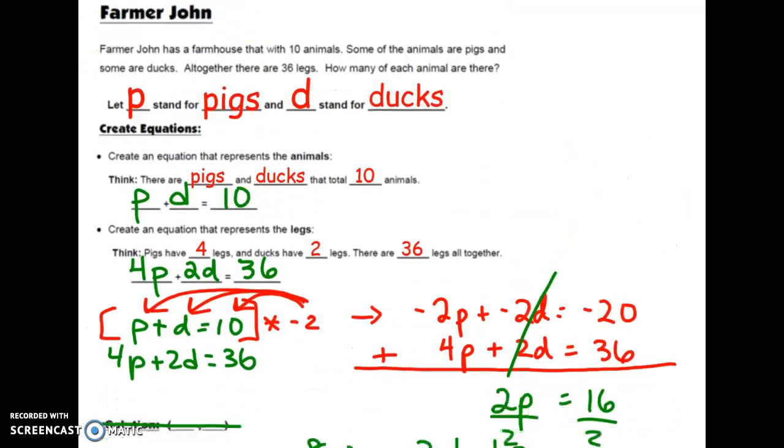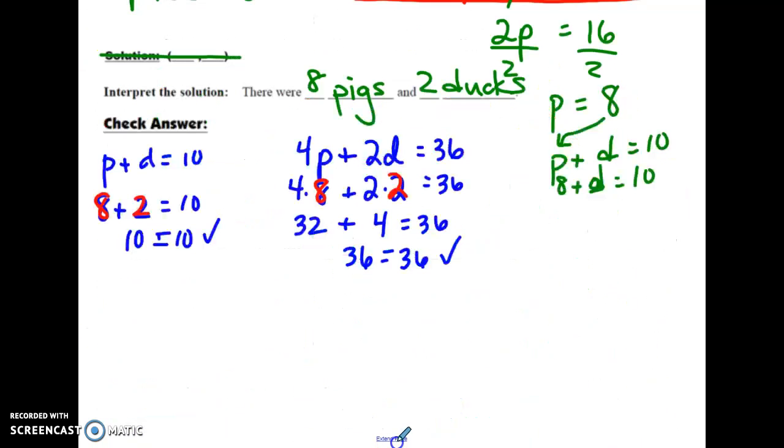I'm going to advance my slide ahead. I did my check earlier, so this is where you can take both equations and fill in those answers that we just got. 8 plus 2 does equal 10. 4 legs per pig and 2 legs per duck does add up to 36 also, like you can see here.